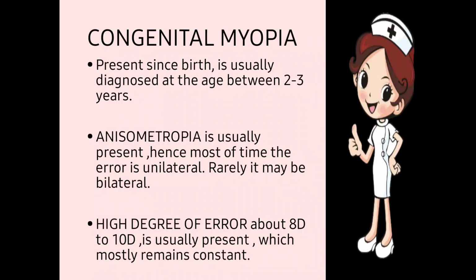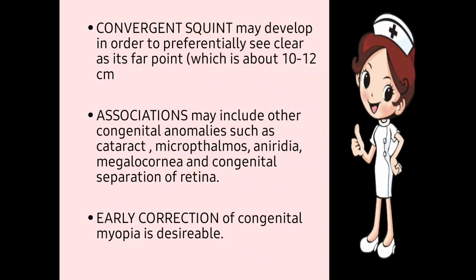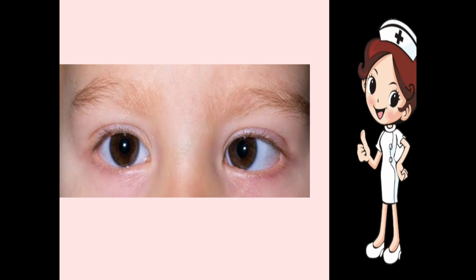Next, a high degree of error, about 8 diopters to 10 diopters, is usually present, which mostly remains constant throughout life. Next, convergent squint may develop in order to see clearly at its far point, which is about 10 to 12 centimeters.